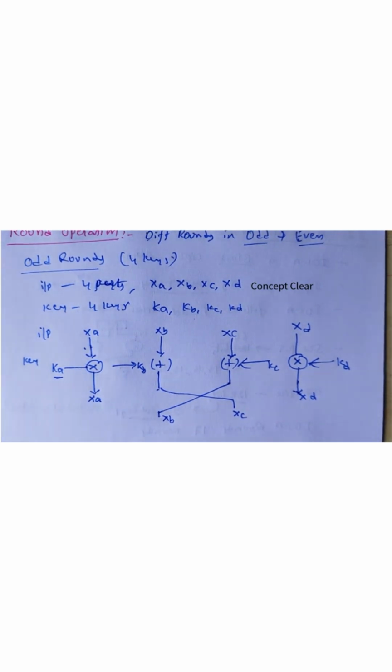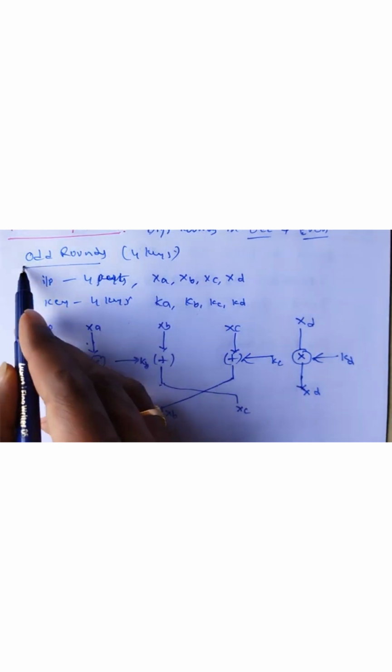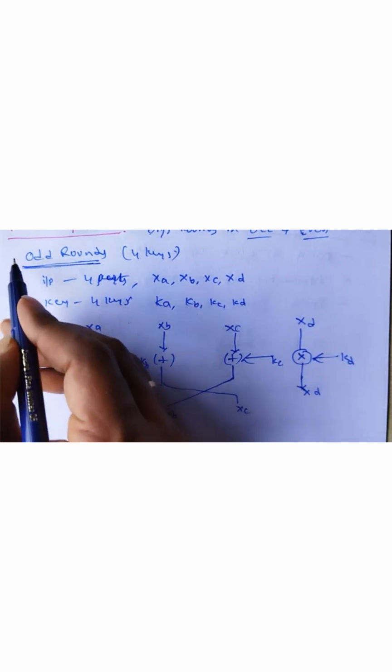Here, XB and XC are given keys KB and KC, but the outputs will be swapped to ensure the security. And what about XA and XD? They will work as usual, but the middle parts will be swapped with each other in the odd round operations, when you are using the four keys.